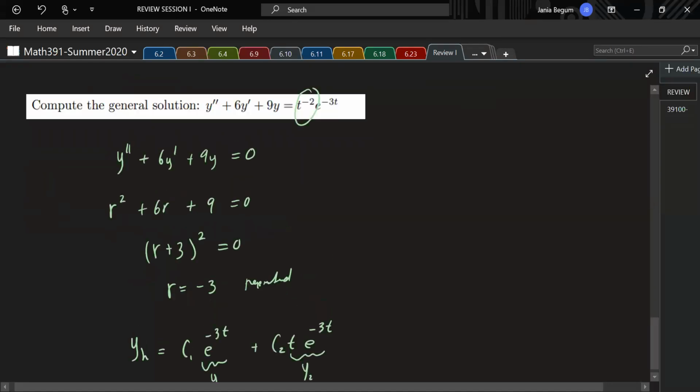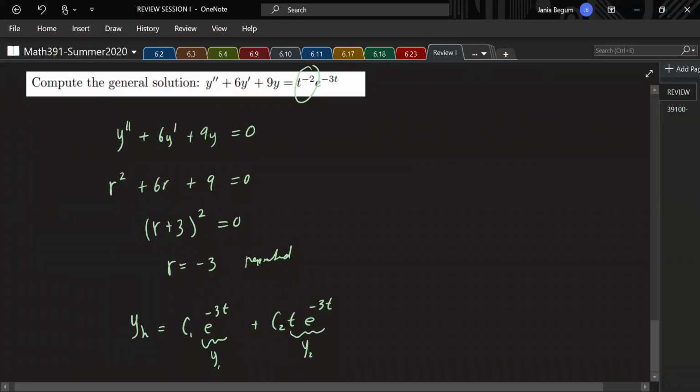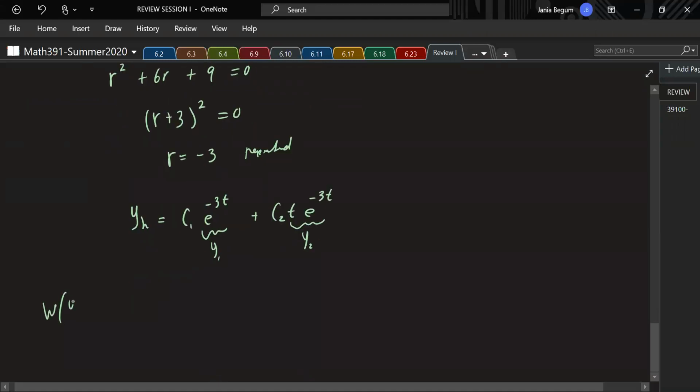What's the second thing you want to find for the variation of parameters method? The Wronskian. The Wronskian of y1 and y2: y1 is e to the -3t, y2 is t e to the -3t. In the second row, you put down their derivatives. e to the -3t differentiates to -3 e to the -3t. And the next one, product rule: e to the -3t minus 3t e to the -3t. Just double check my work. I hope I'm doing it right. You're doing it right. Okay, good, thanks.